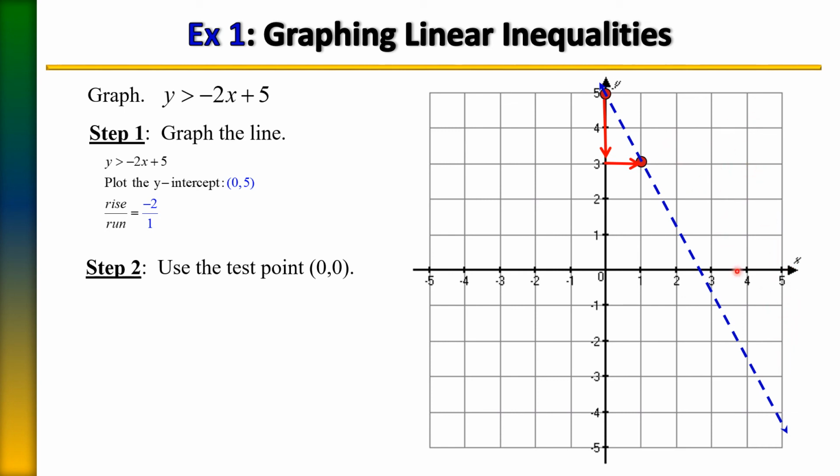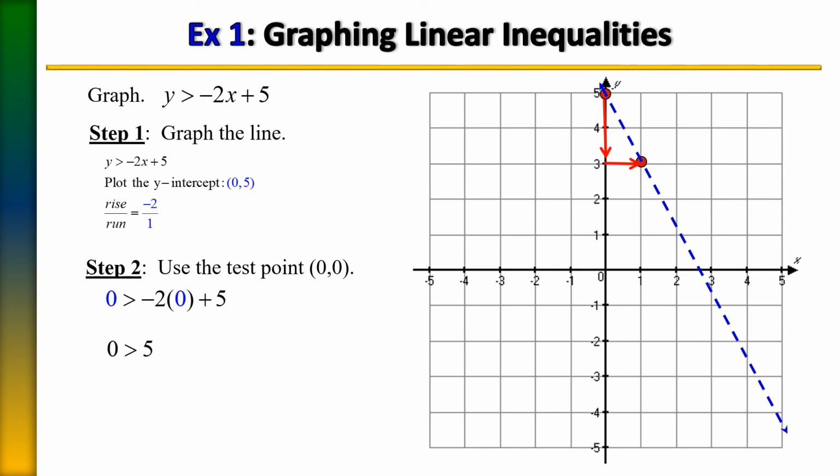So let's go ahead and determine which region we're going to shade. We're going to go ahead and plug in that test point, meaning a 0 for x, and plug in a 0 for y, because we want to determine whether we should shade that test point region or not. So when we plug those points in, it's going to look like so. That's going to leave me with 5 on the right side.